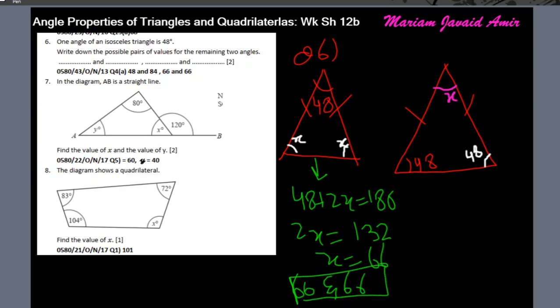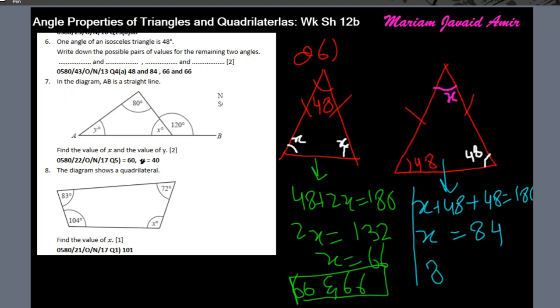Okay. Second case is when one angle is unknown and the other two angles are both 48, and the sum equals 180. So x equals 180 minus 2 times 48, which gives us 84. So we're getting two angles here. One is 84 and the other one is 48.